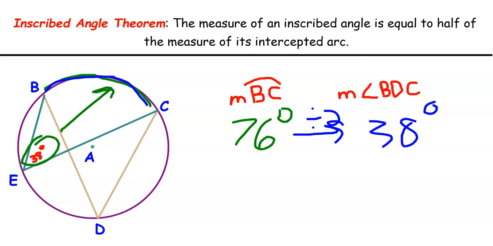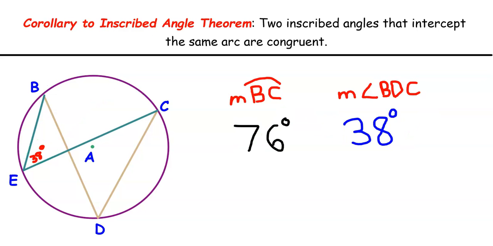And that is something that is a corollary to this inscribed angle theorem, which is that two inscribed angles that intercept the same arc are congruent. And therefore, any angle that intercepts the same arc as any other inscribed angle is congruent. All inscribed angles intercepting this arc BC are congruent everywhere on the circle. So go ahead, pause the video, write down this corollary, come back when you're ready to move on to the next one.